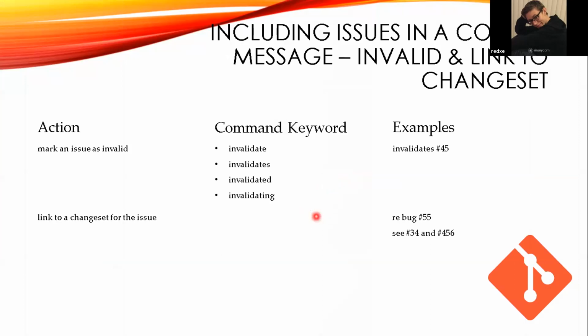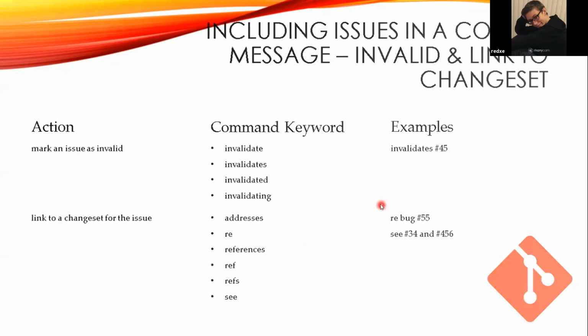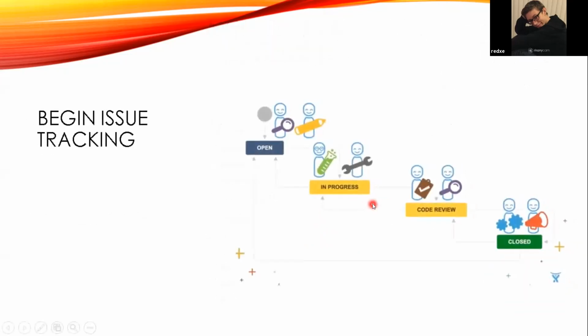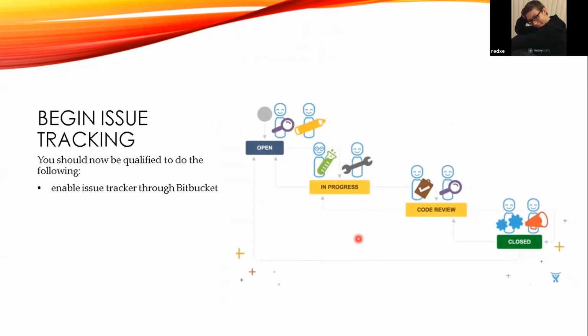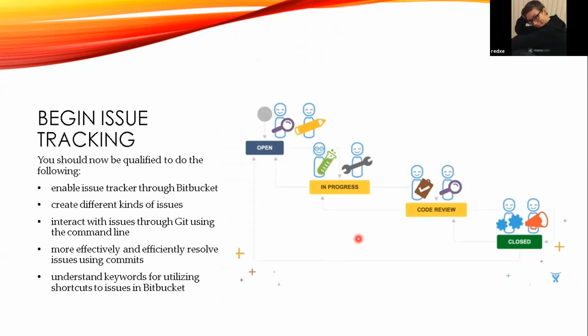You can also mark one of them as being invalid, just in case it were outright wrong for whatever reason, or a link to a change set for the issue, where essentially you would reference it to something else. And I would say, as far as Bitbucket issue tracking, there's not too much more that comes with that. I would say it's pretty straightforward and simple.